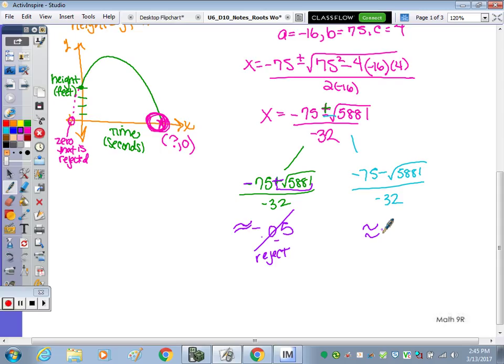What about this approximation to the nearest hundredth? Gabe? 4.7. We need one more for hundredth. 4. Good. So the answer, so this root right here, so x is approximately 4.74. Let's go to the graph to see.